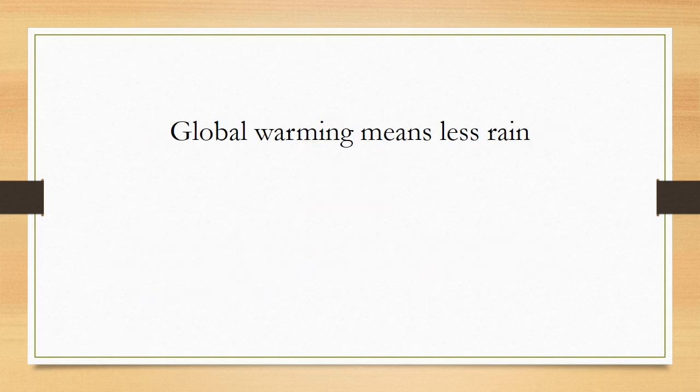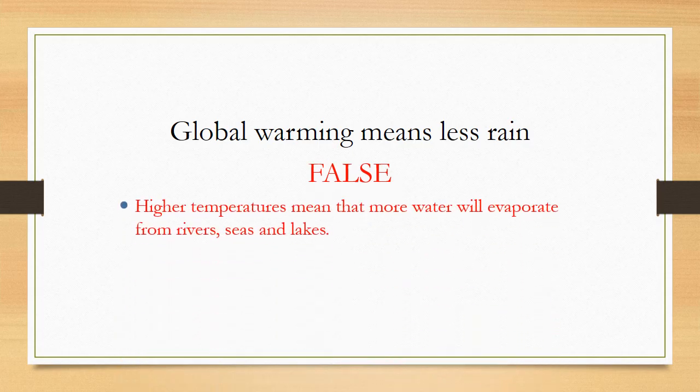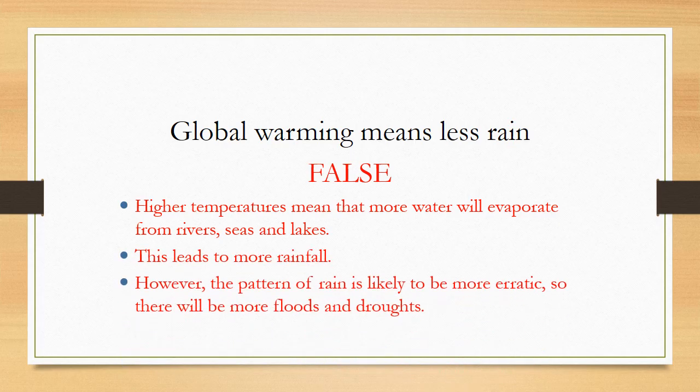Second to last one, global warming means less rain. This is false. In some areas it actually means there's more water evaporating, so you actually get more rain. However, the pattern of the rain is likely to be more erratic, so the time when the monsoons come can change, and the amount of water being dropped also changes, so you get more flooding potentially.